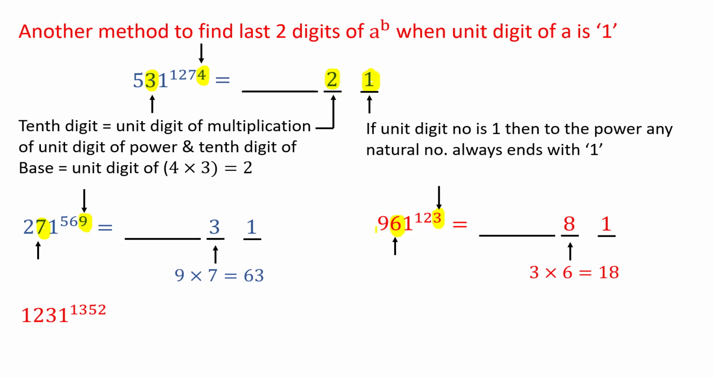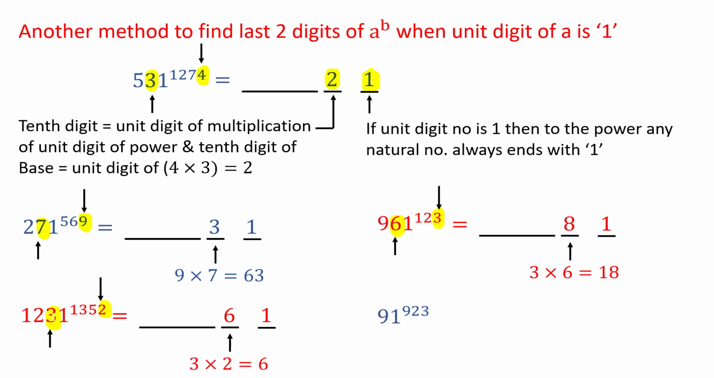1231 to the power 1352. Okay, so 1 to the power any number, unit digit is 1. How to find second last digit? For that we need to multiply unit digit of power and 10th digit of base, that is equal to 3 into 2, which is 6. Okay, so the second last digit, that is 10th place, is going to be 6.